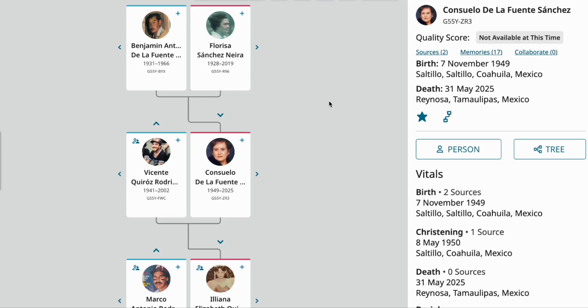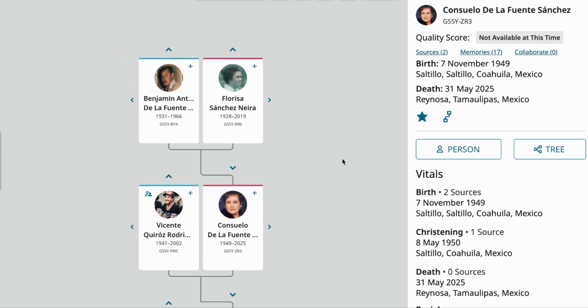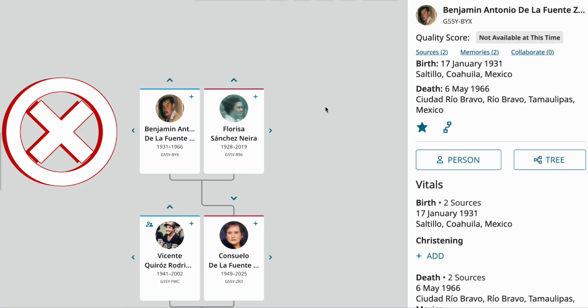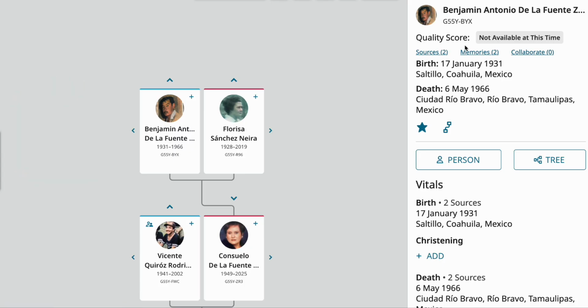So now, where did my grandmother Consuelo, or what they call her, Chelo, inherit the Widow's Peak? Unfortunately, she did not inherit it from her biological father. Her biological father was Benjamin Antonio de la Fuente Zamora. He was born on January 17th of 1931 in Saltillo, Coahuila, Mexico, and passed away on May 6th of 1966 at a very young age from cirrhosis in Ciudad Rio Bravo, Tamaulipas, Mexico.